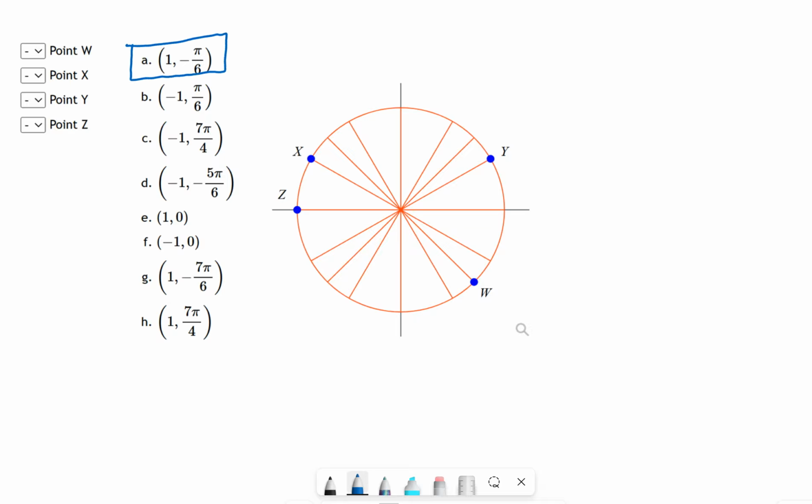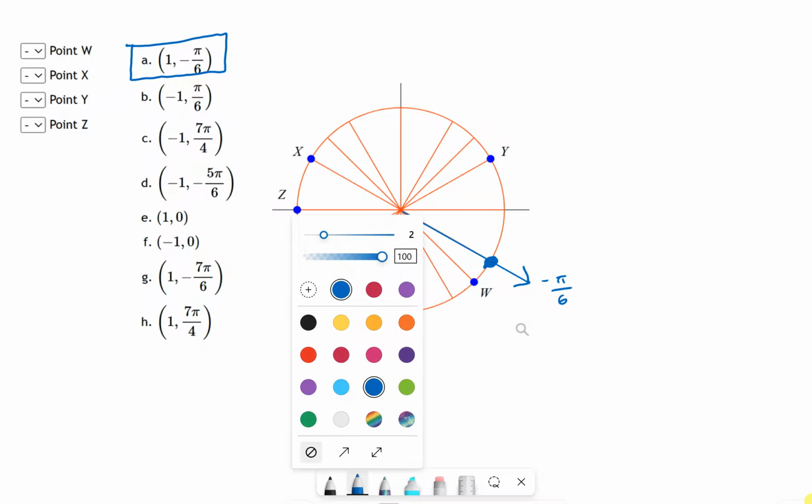And let's start off with 1 comma negative pi over 6. Now negative pi over 6 is coming down this angle right here. I'm assuming that you understand your unit circle pretty well. Okay, so there's your negative pi over 6 angle. And if I go 1 along that path, what that means is I'm right here. Okay, so that's not really what I want. It doesn't match W, X, Y, or Z. So let's try another one.